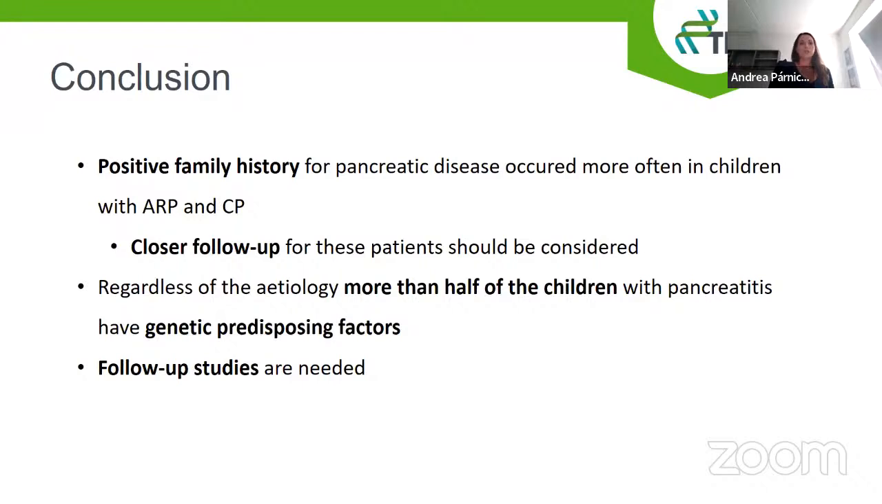disease. So to conclude, do not forget positive family history of pancreatic diseases in children, which occurs more often in children with acute recurrent and chronic pancreatitis. And in the future, maybe these patients who have positive family history need a closer follow-up to follow the disease progression. And regardless of the etiology, more than half of the children with pancreatitis have genetic predisposing factors. So the question is still there: is the history of chronic pancreatitis written in the genes?